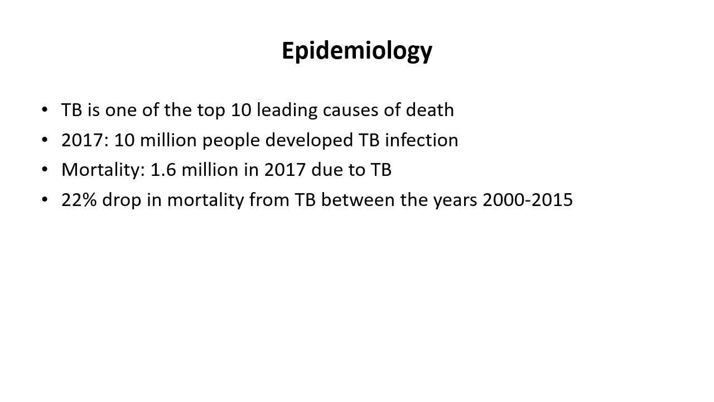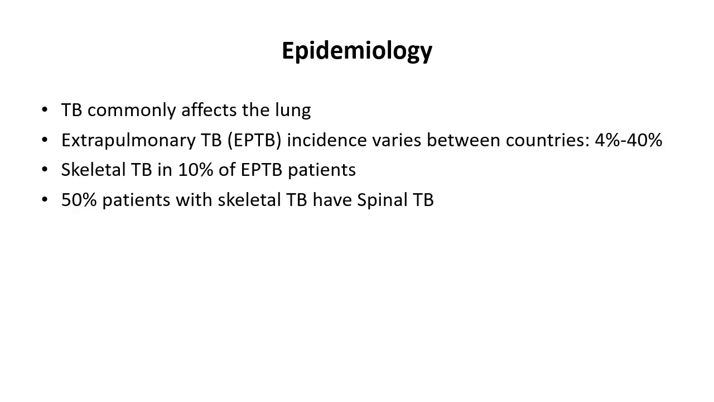TB remains in the top 10 leading causes of death, even above HIV and AIDS in sheer numbers, despite a 22% drop in mortality from tuberculosis between the years of 2000 to 2015. Tuberculosis commonly affects the lung. The incidence of extrapulmonary tuberculosis varies from 4% as described in Indonesia to 39% as described in Australia, and is thought to be higher in countries with a lower incidence of TB.